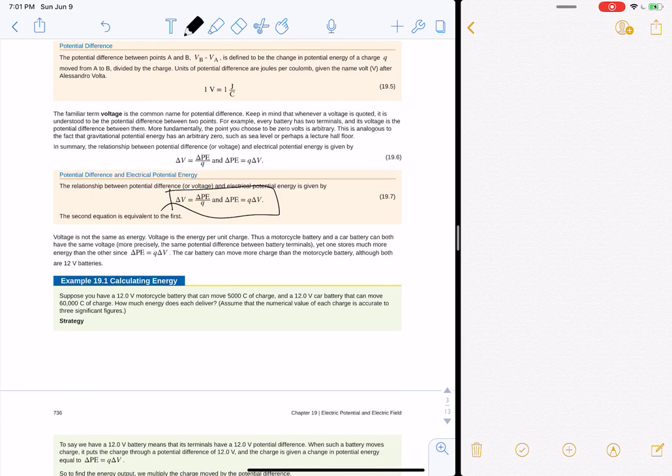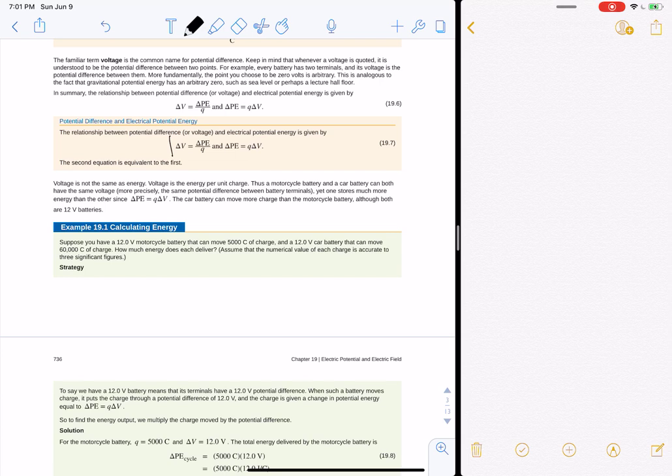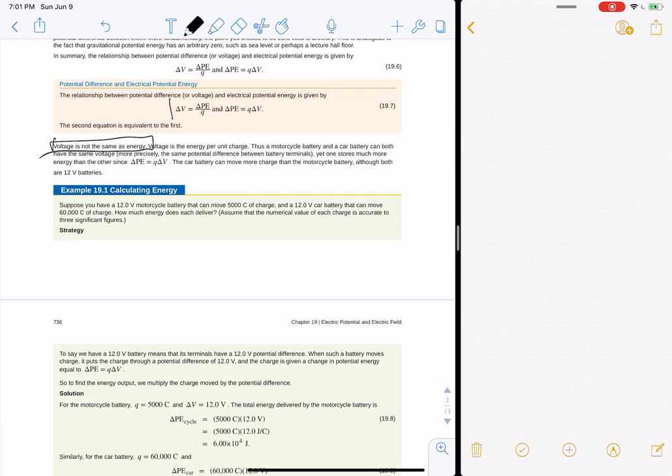Okay, so then you've got this equation here that relates the voltage to the potential energy, and you can say that your potential energy then is charge times the change in voltage. Okay, here's an important point. Voltage is not the same as energy. Voltage is the energy per unit charge. So a motorcycle battery and a car battery can both have the same voltage, 12 volts, yet one stores more energy than the other, since the potential energy is equal to Q times delta V. So if you've got more charge, then you can have more potential energy.